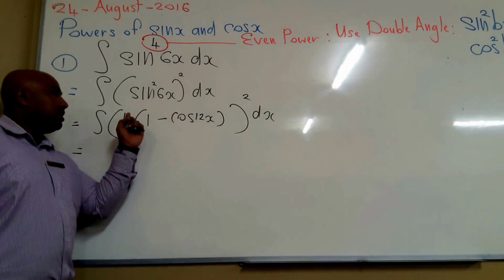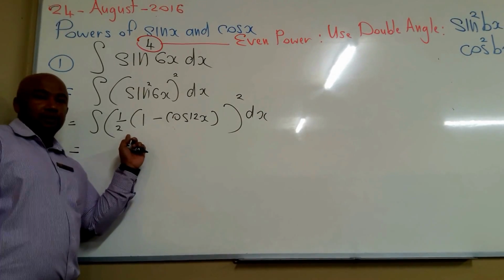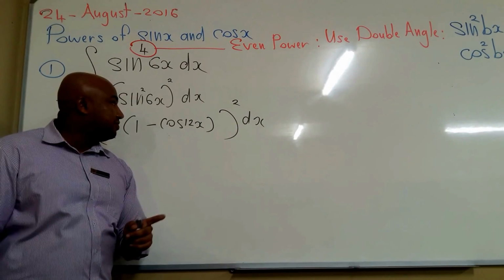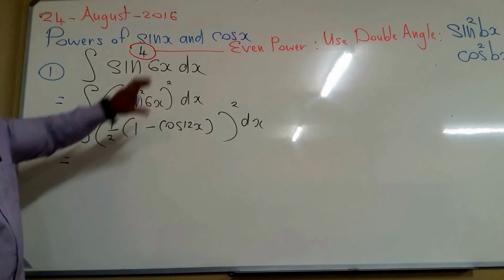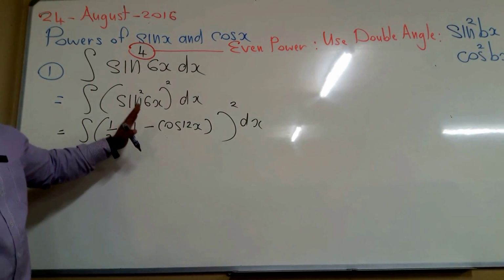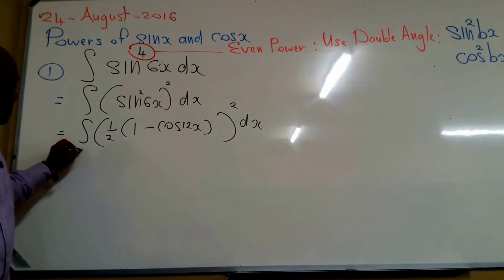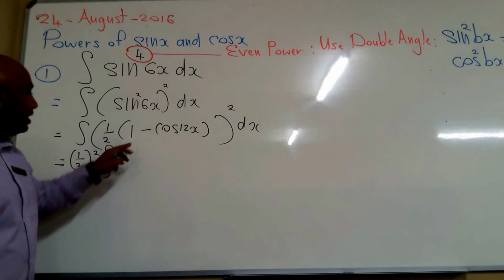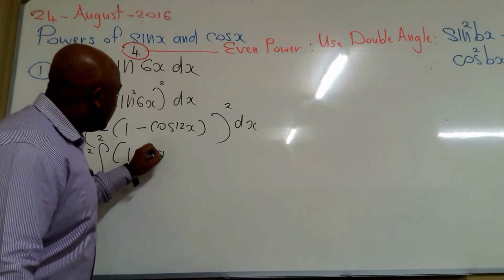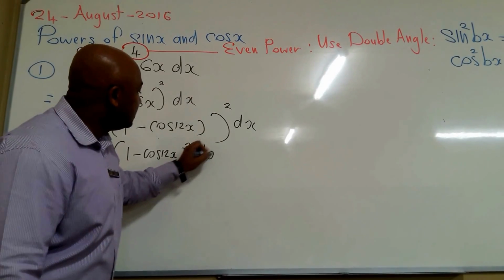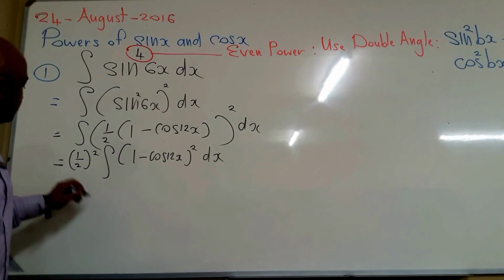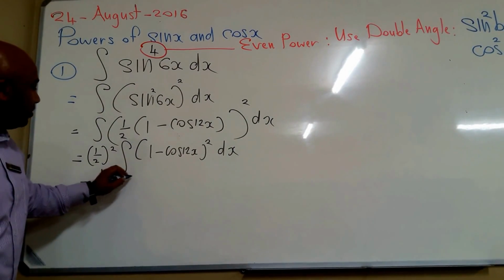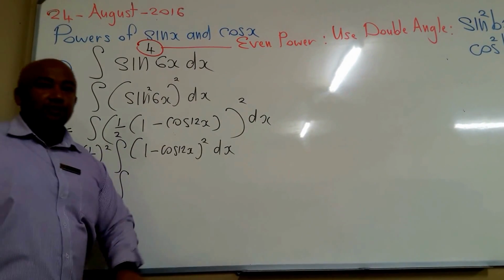So, we have a constant here, 1 over 2. We need to square 1 over 2. We also need to square 1 minus cos of 12x. So, I'm going to square the 1 over 2, and my constant, I'll always write it in front. So, that will be 1 over 2 squared, and this will be 1 minus cos of 12x all squared. So now, 1 over 2 squared, that will be 1 over 4, times 1 minus cos of 12x all squared.